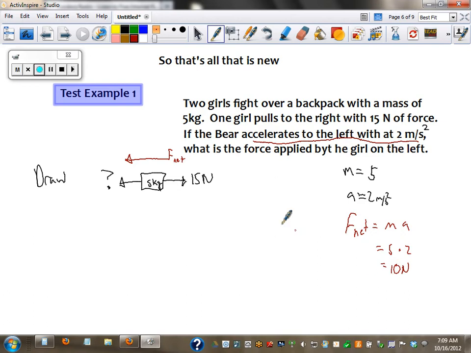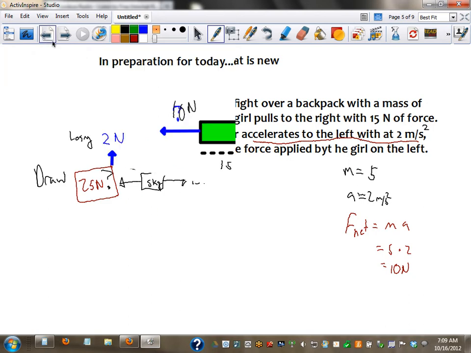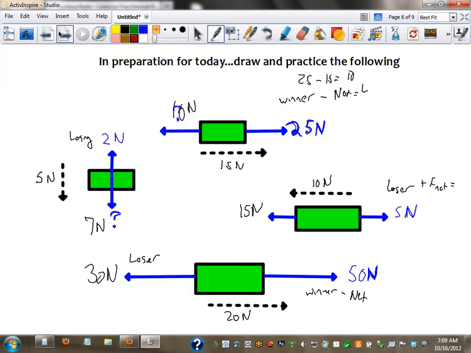So now I take this up here and I put 10 newtons. And now we're back to the examples that we just did. So I know that this one over here is 10 newtons stronger than this one. What's 10 stronger than 15? 25 newtons, and that's your answer. 25 newtons to the left. Draw the picture, find the net force, and then do the problem like this, is how it's going to break down.